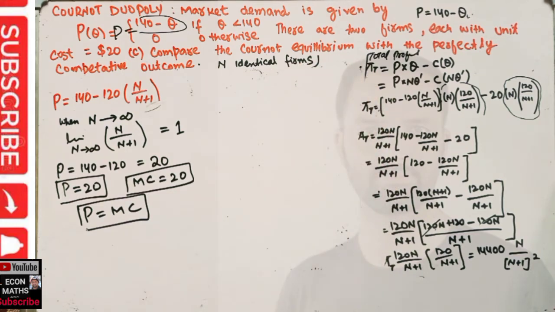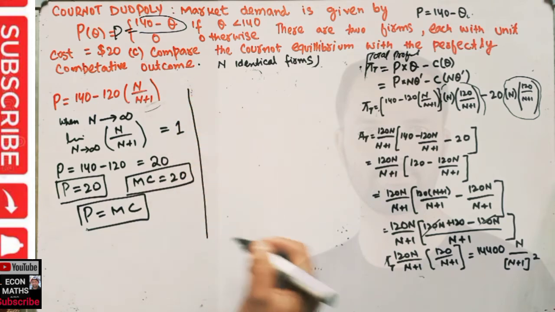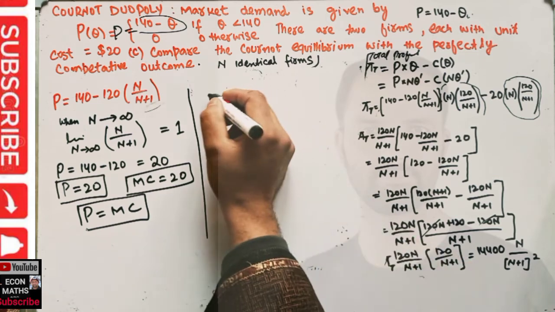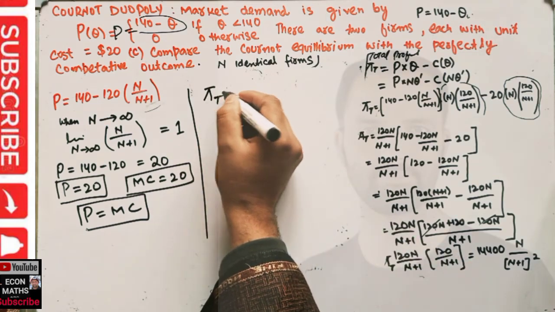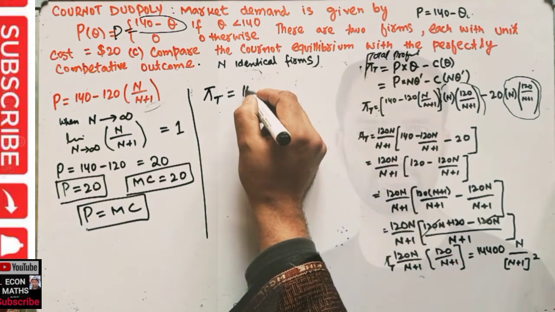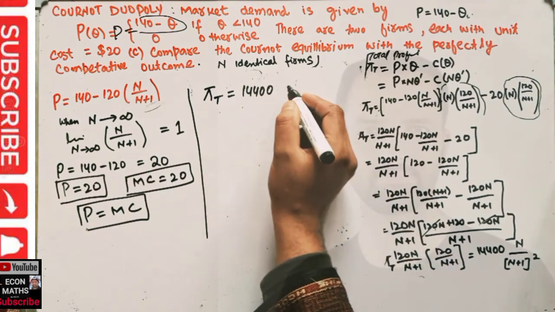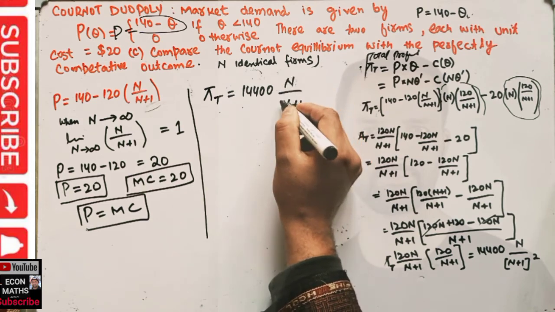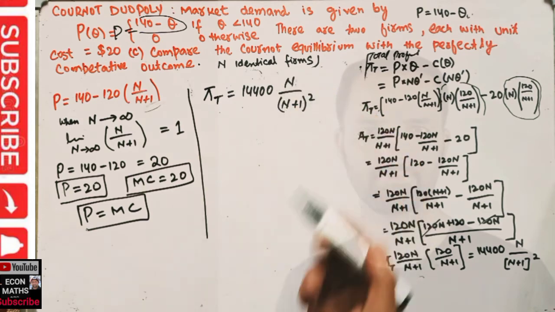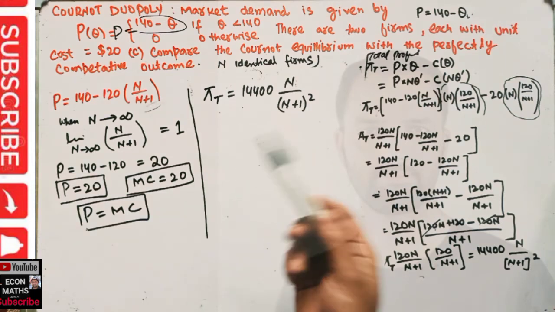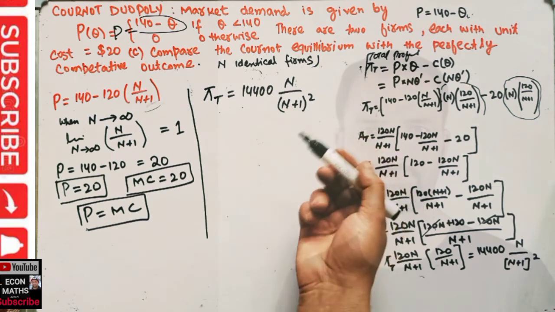The second condition for perfect competition is that firms earn zero profits in the long run, obviously. Now, what is the profit function here? Total profit, we have got it. It is 14400 n upon (n plus 1) square. Okay, this is the profit function when we have n identical firms.